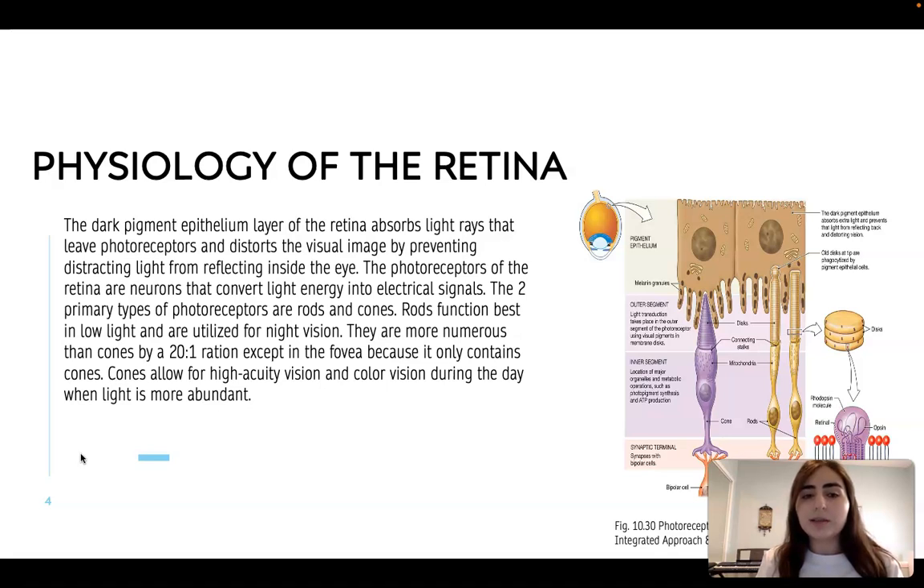Rods function best in low light and are utilized for night vision. They are more numerous than cones by a 20:1 ratio, except in the fovea because it only contains cones. Cones allow for high acuity vision and color vision during the day when light is more abundant.